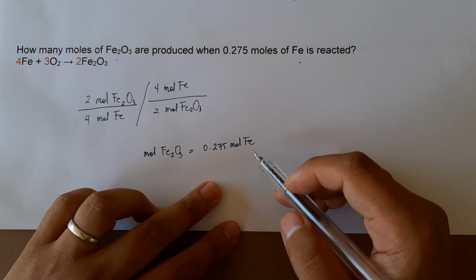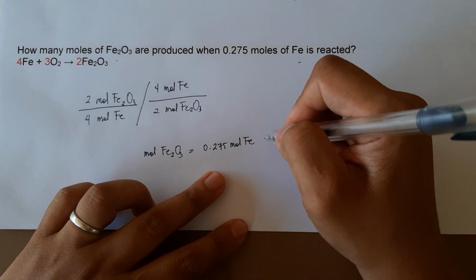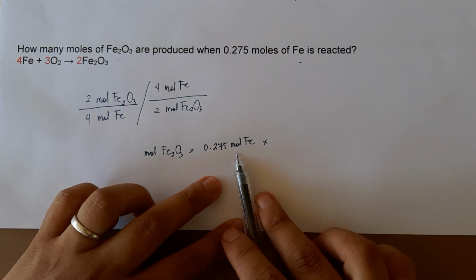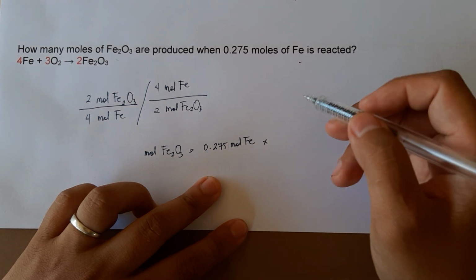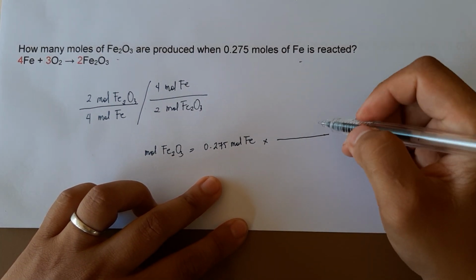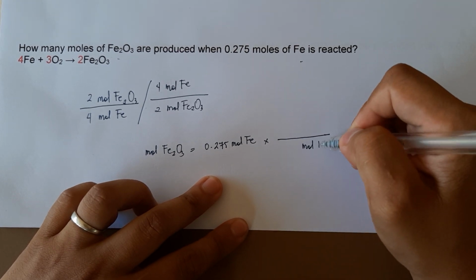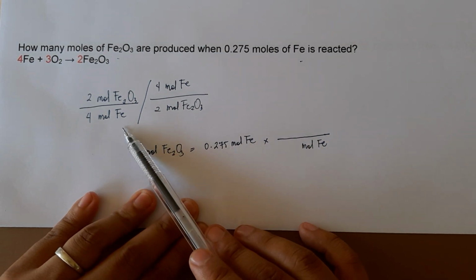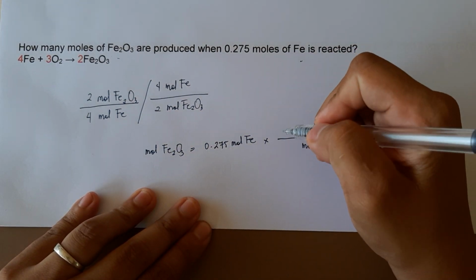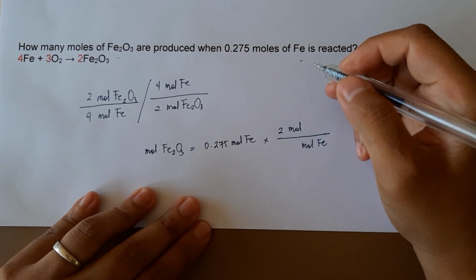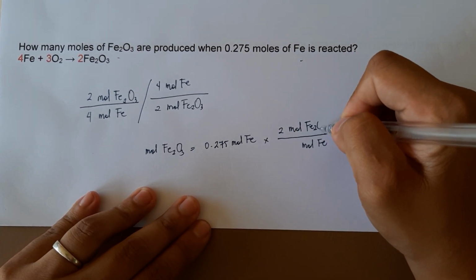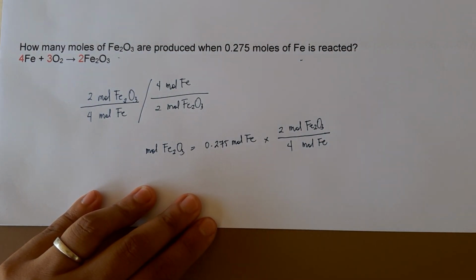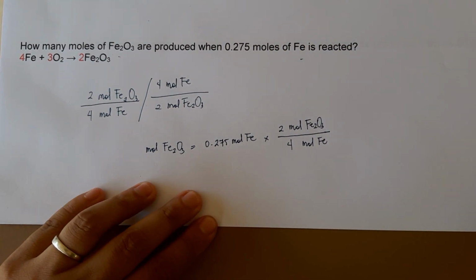So 0.275 moles of iron, ito yung ating given. We multiply it by the conversion factor. So we need to cancel the unit mole of iron. So kailangan ang nasa ilalim is yung mole of iron. So technically, ang gagamitin natin na conversion factor ay itong mole ratio na ito. This one. So that will be 2 moles of Fe2O3 over 4 moles of iron. So that is the conversion factor that we will use.